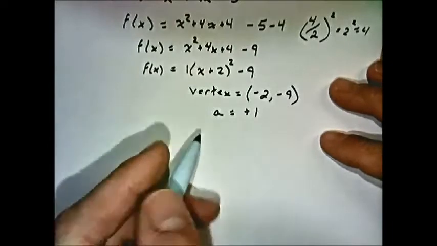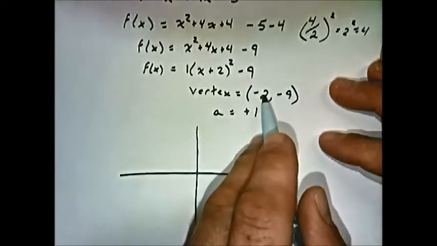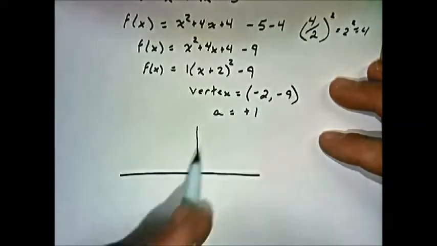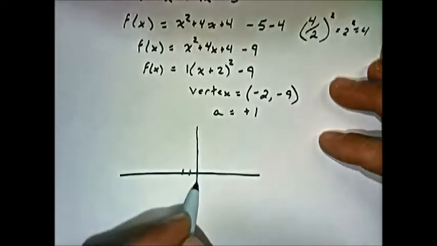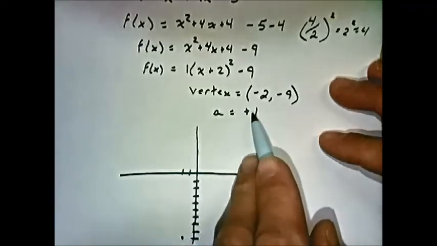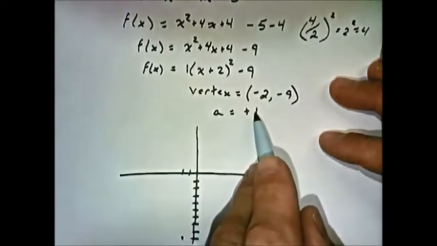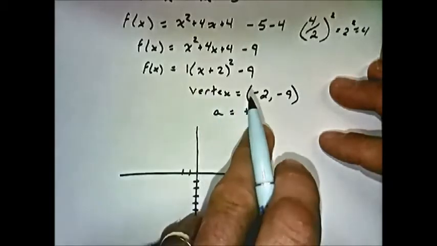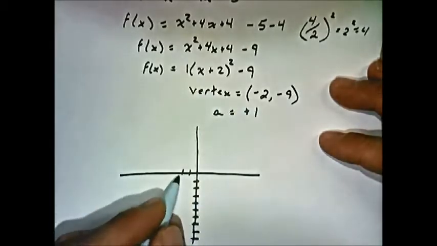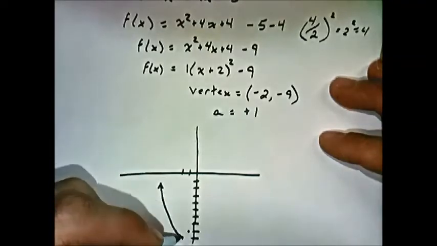So in order to graph this on my coordinate system, I can go to my vertex, negative 2, negative 9. Place my vertex. My a value is positive 1, so I know it opens up. And I also know that it has the same form as just x squared. So I'm going to come over 1 and up 1 in both directions to get to my next point. And I can draw in my graph.